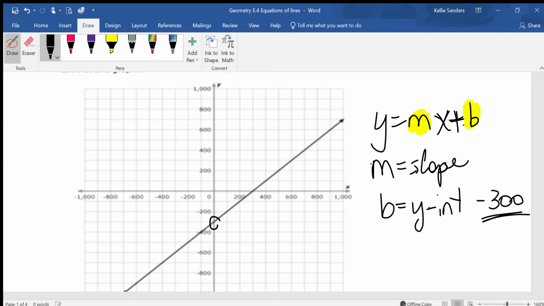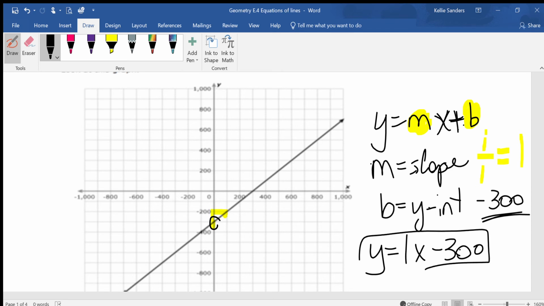Okay, now the slope, remember you're finding 2 points that it goes through and then rise over run. So rise 1 and run 1, which is 1. So our m is 1 and our b is negative 300. So y equals, you can put a 1x minus 300, which would be perfectly okay. But since the slope is 1, you don't have to put the 1 if that's what the slope is. Both of those are the exact same equation.